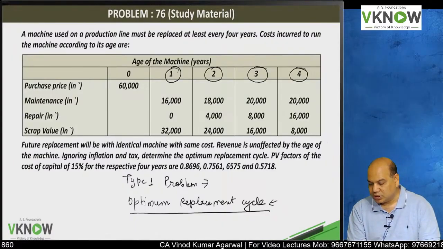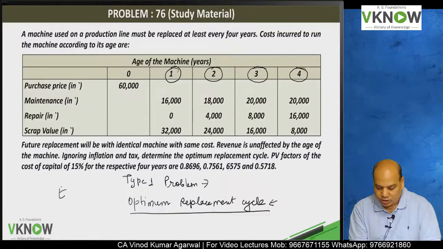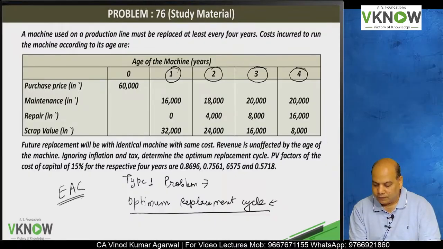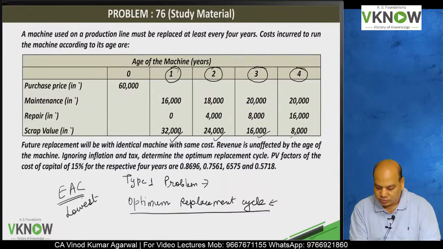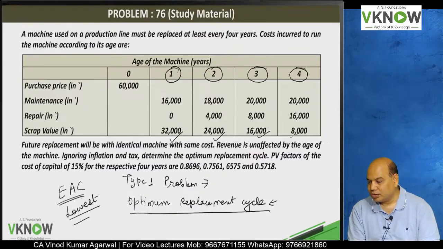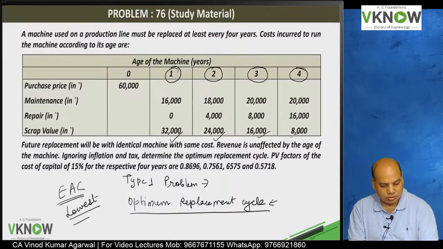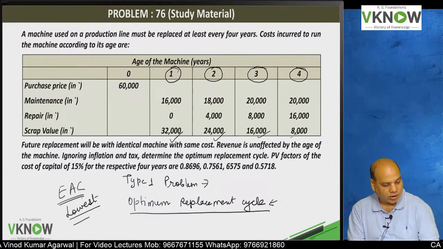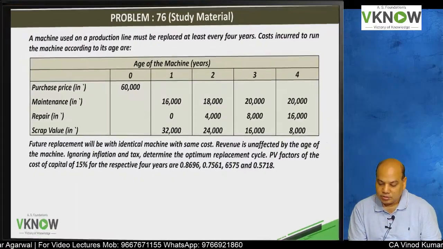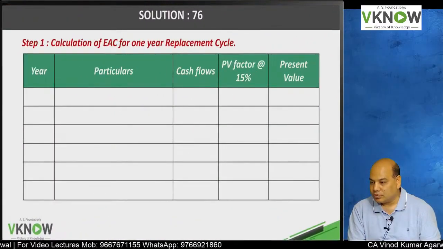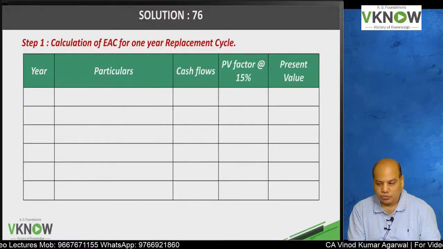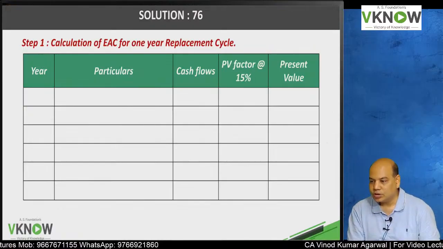So basically I need to solve it 4 times. I will compute EAC if we replace in year 1, 2, 3 or 4, and the decision will be based on the lowest EAC. So when you have to find the optimum replacement cycle for a machine, it is better to compute EAC for all the options and select the one which has the lowest EAC.